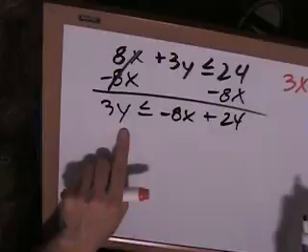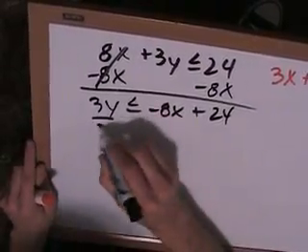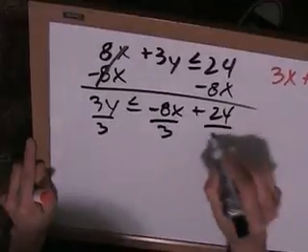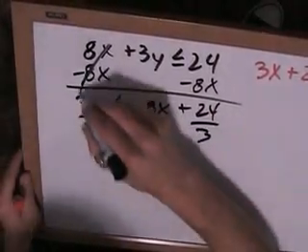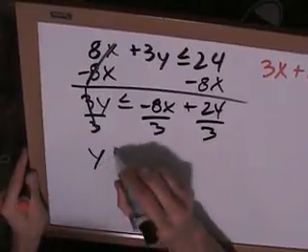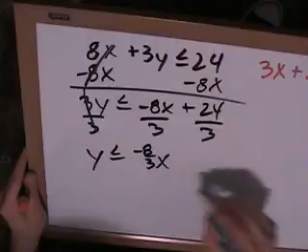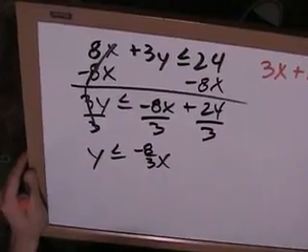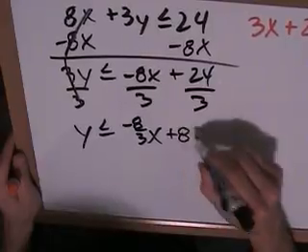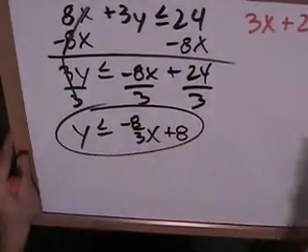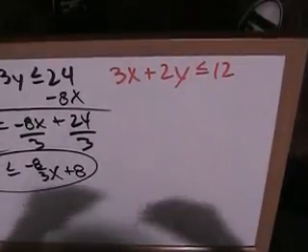Okay, I want this y by itself. So I'll divide by 3 here, here, and here. These 3's reduce away. So this is y less than or equal to negative 8 over 3x, which does not reduce, and it's positive 8. This inequality is ready to graph, and we'll do so in a minute. Let's get this one ready over here.